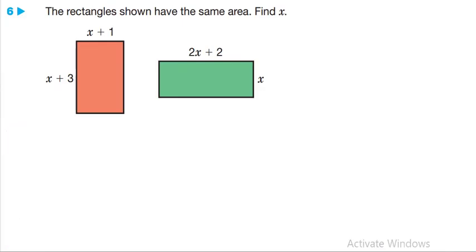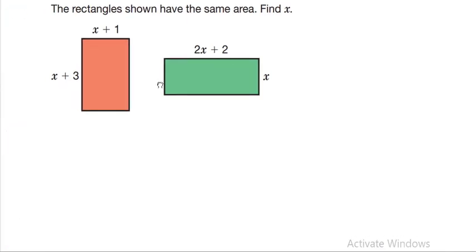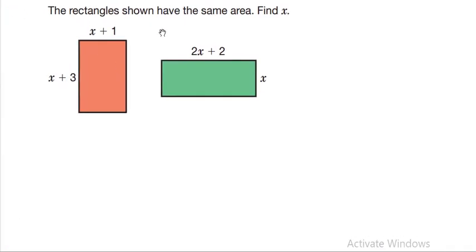Okay, let's see. Let's cover these. The rectangles shown have the same area. Find x. So both of them have the same area. And we understand the meaning of area. Area of rectangles means what? It means width times length. Width times length. These are very important. You have to focus on them.